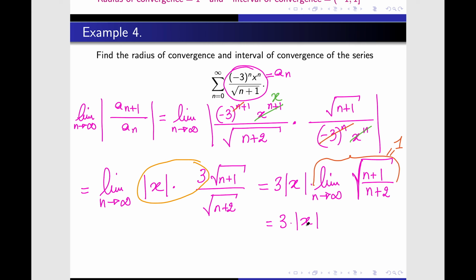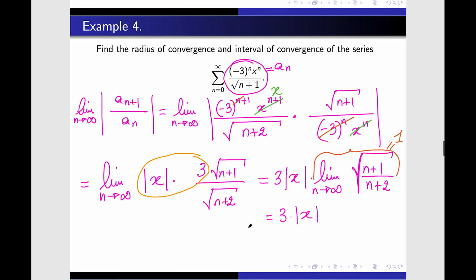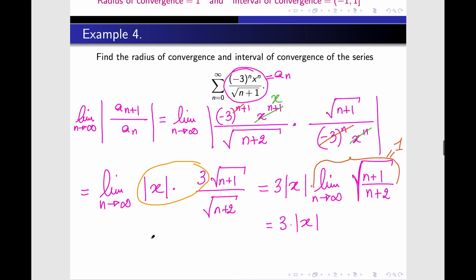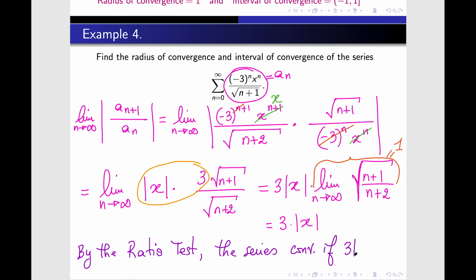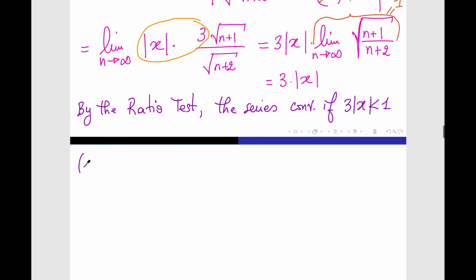So this limit is equal to that, which means if this is less than 1, I'm going to have absolute convergence. And if this is bigger than 1, I'm going to have divergence. And at 1, I have to check by hand what happens, right? Okay, so by the ratio test, the series converges if 3 times the absolute value of x is less than 1, which means the absolute value of x is less than 1/3, which means x is between minus 1/3 and 1/3. Do you agree with that? So, right, this is the case.